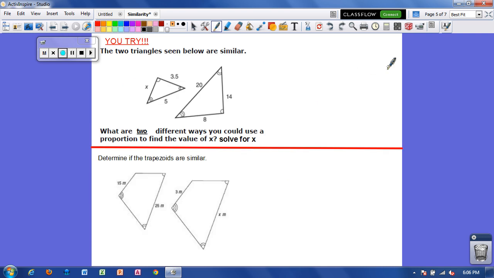All right, now it's time for you to try. We have 2 triangles here. We want you to check and see if they are similar. And then obviously we do have this side missing, so you need to find 2 different ways to set up a proportion and solve for x. And then on the bottom we have 2 trapezoids, and we just want to see if you can tell us what the missing side is and determine if those are similar.